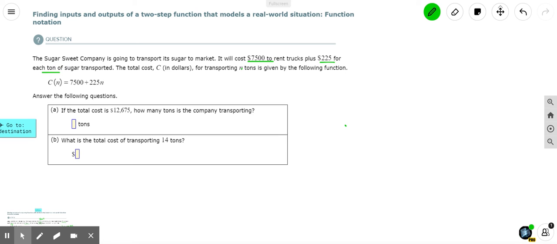Do you guys know that a ton is 2,000 pounds? You may not know that. And sorry, that's funny. Look at me, a little rectangle.